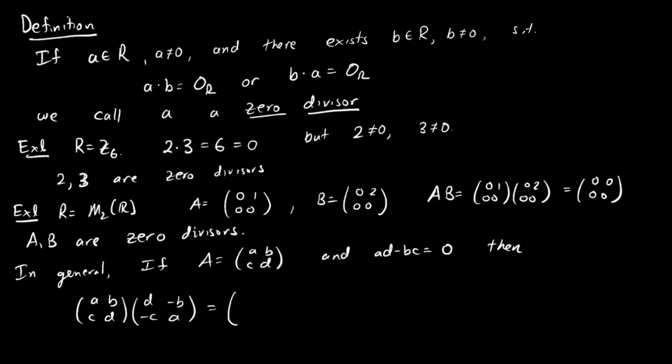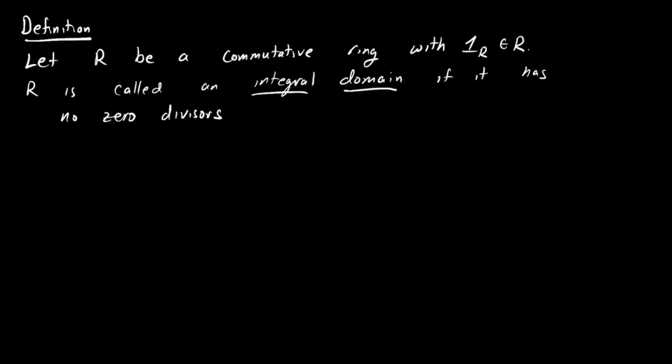Well, if I do the product, I'll get ad minus bc as this entry, minus ab plus ab as this entry, I'll get cd minus cd as this entry, and I'll get minus bc plus ad as this entry, and I'll see that this is just [0, 0; 0, 0]. So in general, any non-zero matrix which isn't invertible is a zero divisor. So these are quite common in rings.